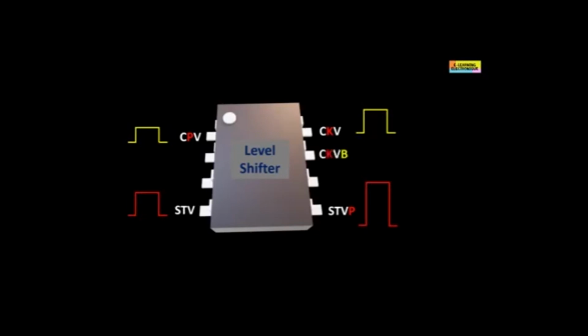The level shifter transforms CPV into CKV. The STV signal is transformed into STVP. CKV and STVP are the same signals as CPV and STV respectively, but CKV and STVP have a higher voltage value. From this level shifter will come another clock signal which is the CKVB. This signal is the inverse of CKV. It is also used to control the gate of TFT transistors. The B that has been added to CKV comes from the word bar because the inverse of a value is mathematically noted by a bar above the letter that represents it.